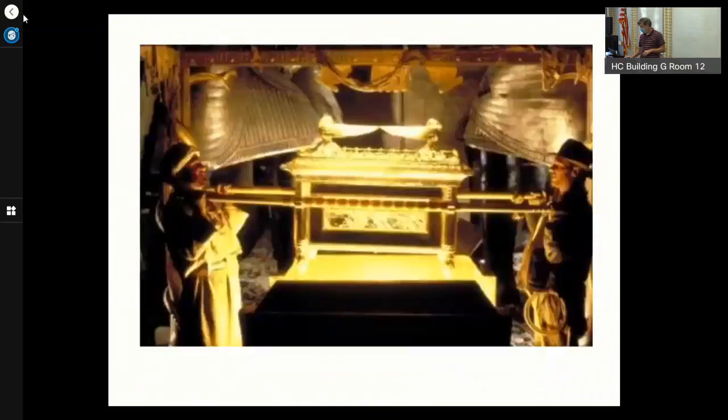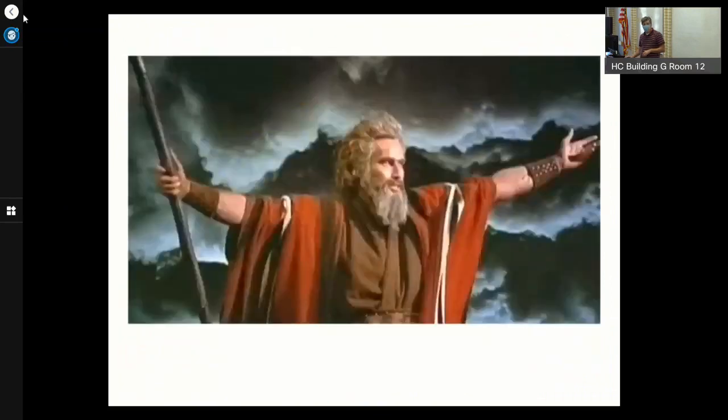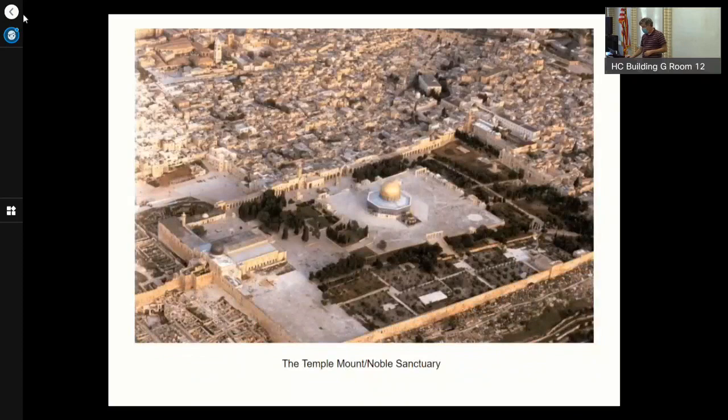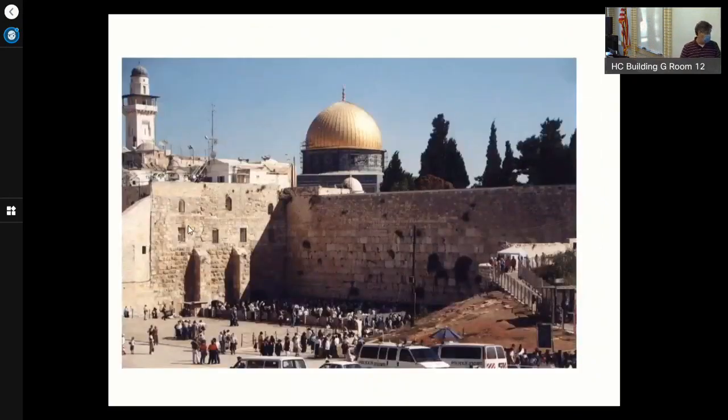Oh yeah, the Ark of the Covenant. We've got Charlton Heston being awesome as Moses. This is a modern depiction of what the Temple of Solomon would have looked like. Here it is today, and they're pretty sure it's the right spot. Now those are mosques. There's two mosques on here because this is an Islamic holy site too. That's a mosque and that's a mosque.